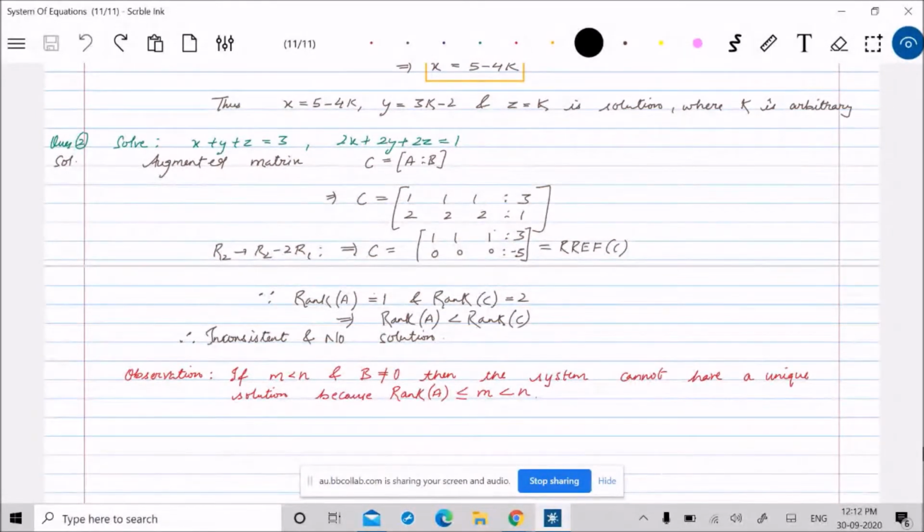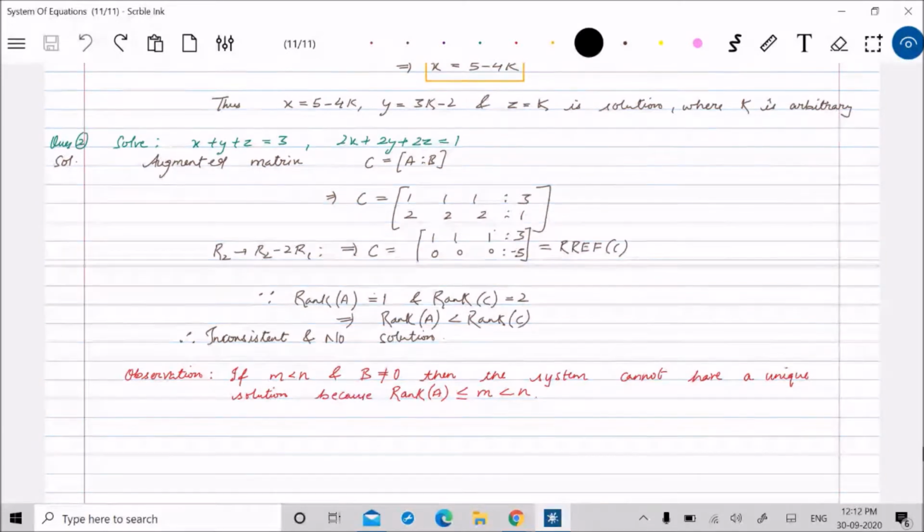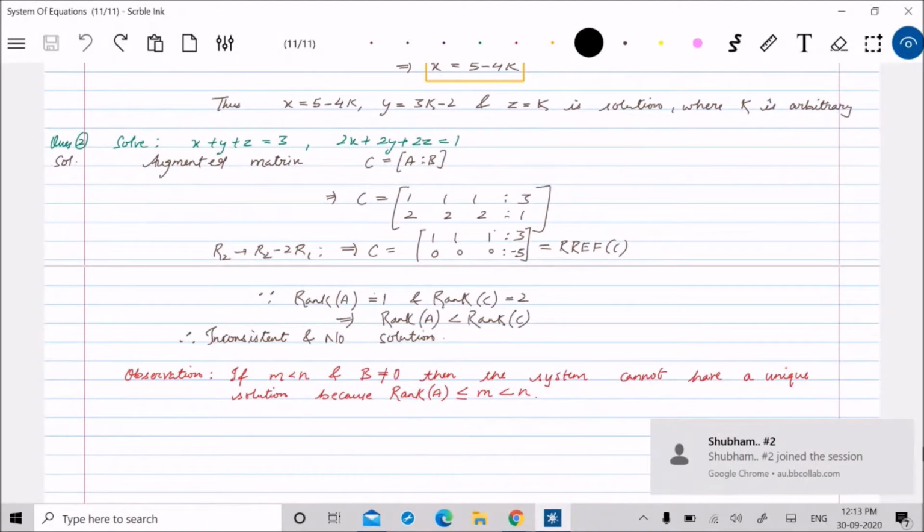And the reason for this is that the rank of that matrix A can be less than or equal to m, of course, because there are total m equations. So a matrix having m rows cannot have rank more than m, right? And since m is lesser than n, it implies that rank of A can never be equal to the number of variables, which was essentially required to have a unique solution. It means that you cannot hope for a unique solution whenever you have a lesser number of equations as compared to the number of variables, right?